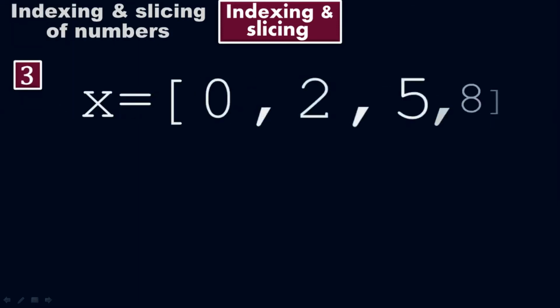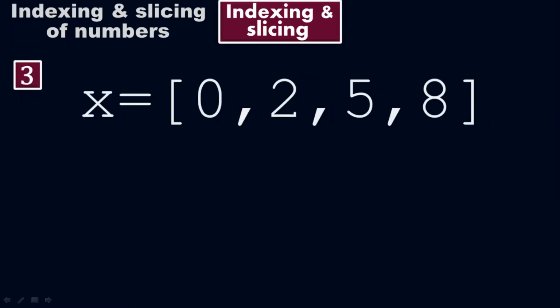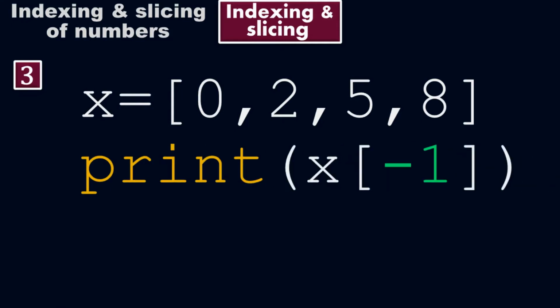Example number 3. x equals [0, 2, 5, 8]. Print of x of -1. It gives output 8. Look, we can also use negative indexing. So far we were doing positive indexing, but this time I took negative indexing. Remember, negative indexing always starts from -1, -2, -3, -4 up to infinity.